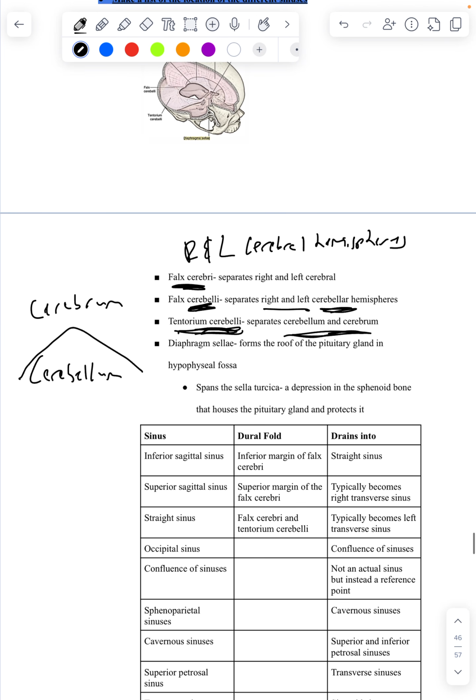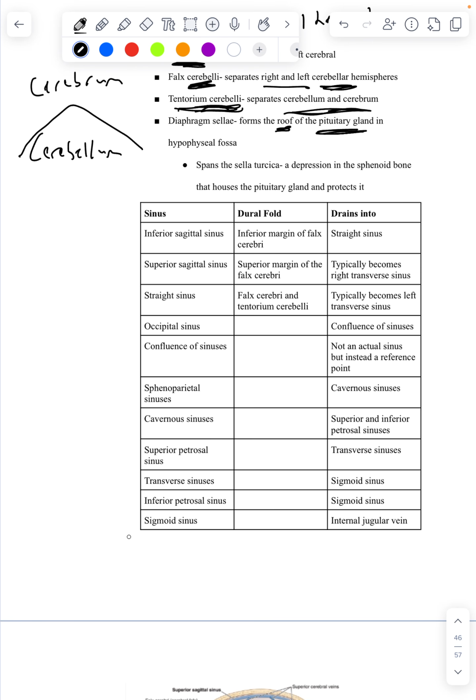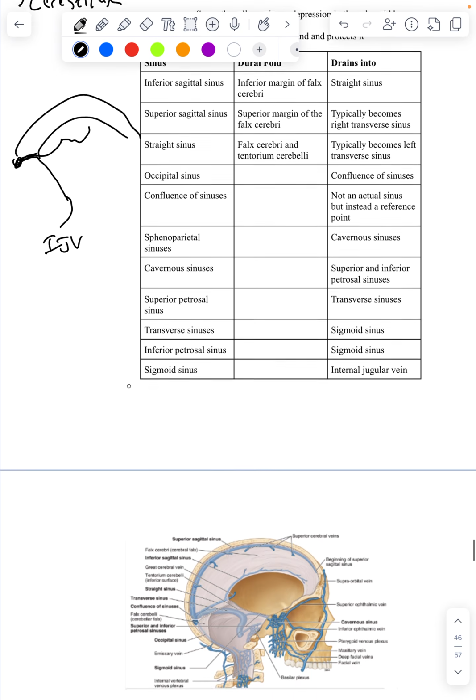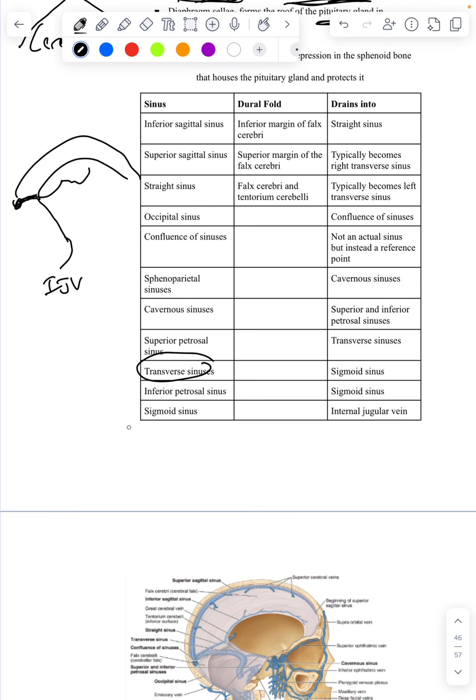Diaphragma sellae is the roof of the pituitary gland. And then these are the folds. This is more lab stuff where you'll have your superior sagittal sinus, inferior sagittal sinus, a straight sinus, confluence of sinuses, and then later transverse, sigmoid, and then it drains into the internal jugular vein. All of this goes in that order. So transverse will go into sigmoid into internal jugular.